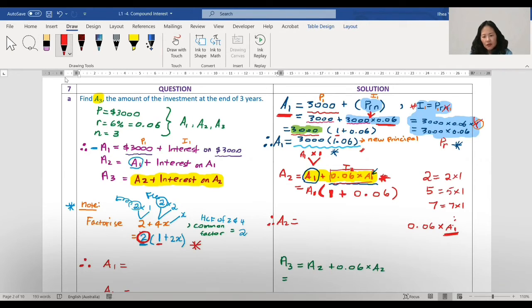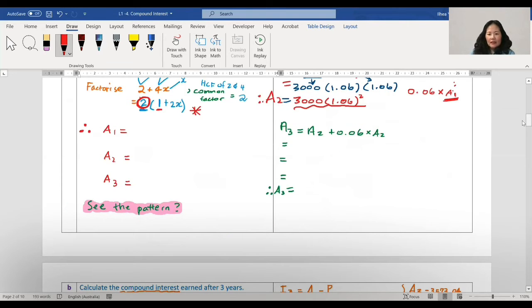1 plus 0.06. Yes. Let's simplify this. It'll be equals A1 times 1.06. Now, A1 is 3,000 and 1.06, isn't it? Now, I still have 1.06 here. I could rewrite this as 3,000 times 1.06 squared.